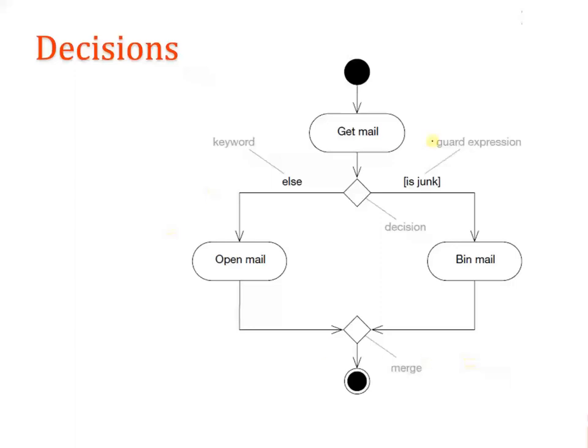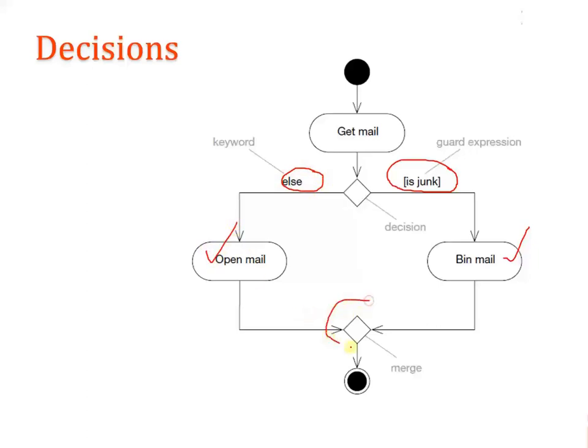So this is an example diagram for decisions. You can see here there is a get mail activity, after which you can see a diamond symbol. This diamond symbol is used to denote the decision. The diamond symbol has two branches over here. One checks whether it is a junk mail. If it is a junk mail, then the mail is saved inside the bin mail or spam mail folder. Else, the opposite condition says it will be saved in the normal inbox or open mail folder.